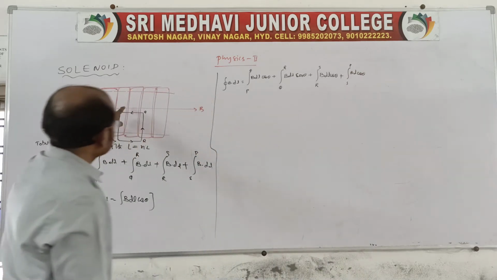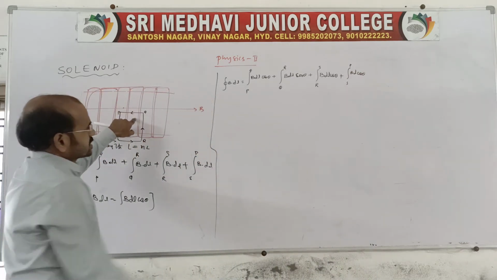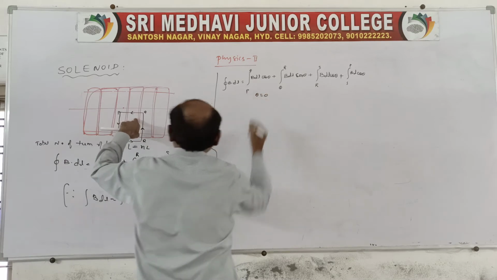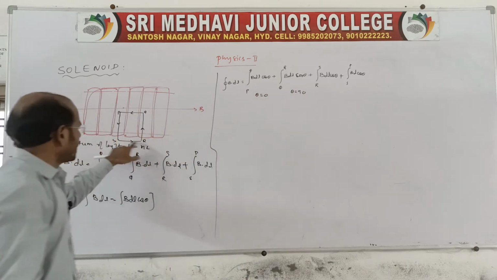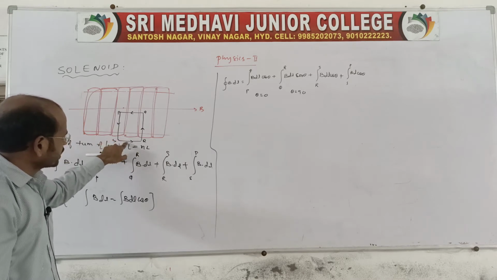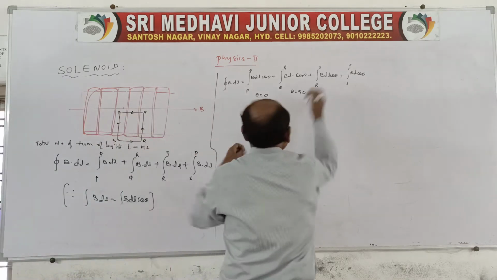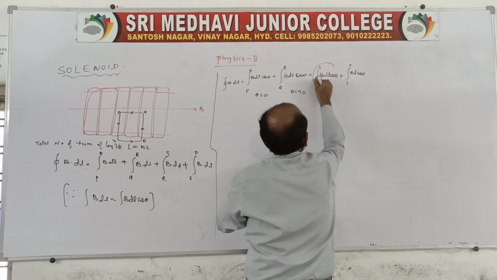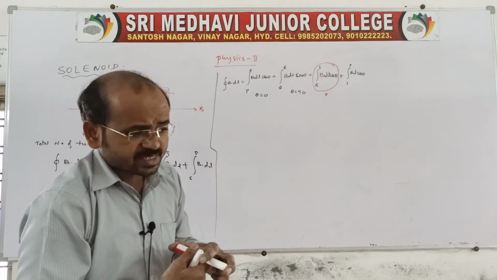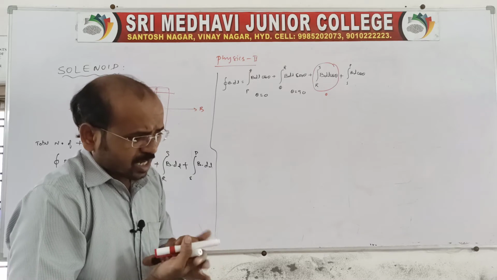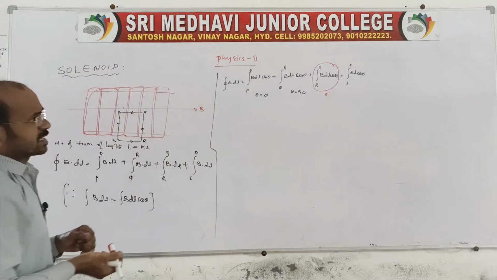For parallel, theta is 0 here, and here it is perpendicular, theta 90. Coming to R and S, which are outside the solenoid, this completely becomes 0, because there is no magnetic induction outside the solenoid.